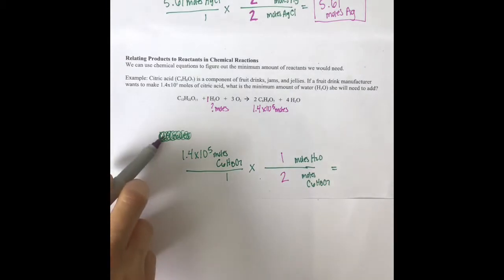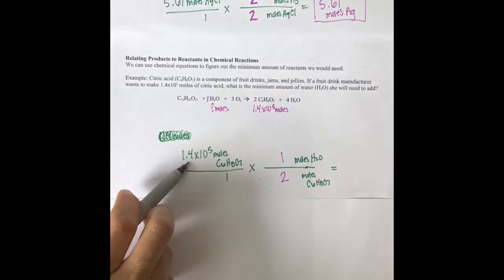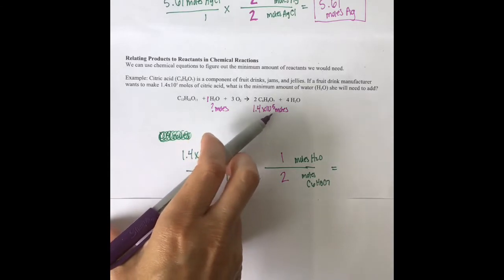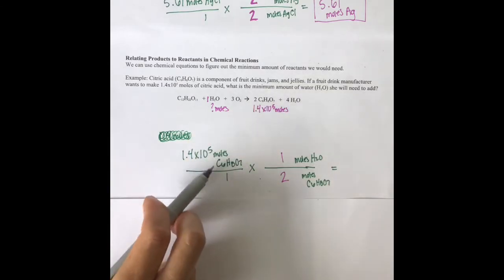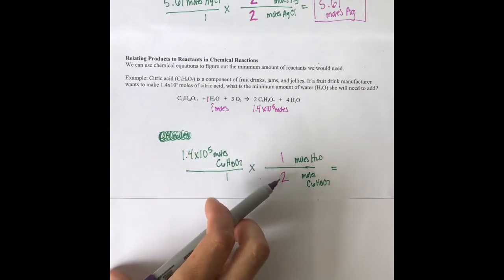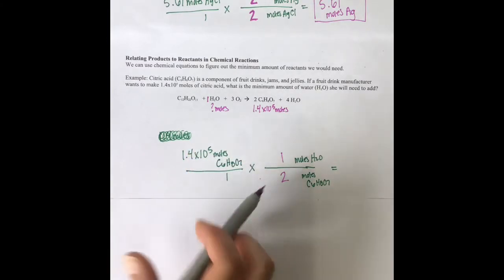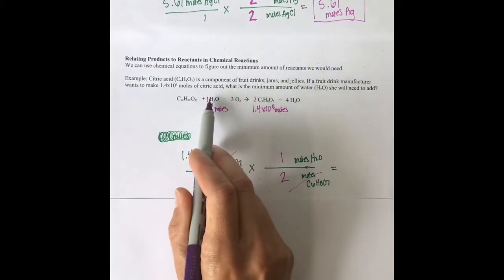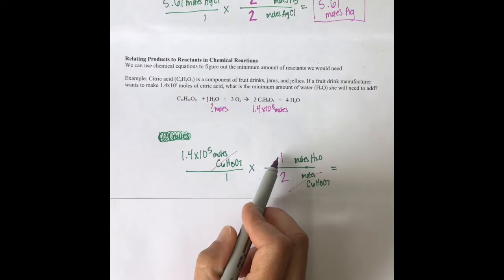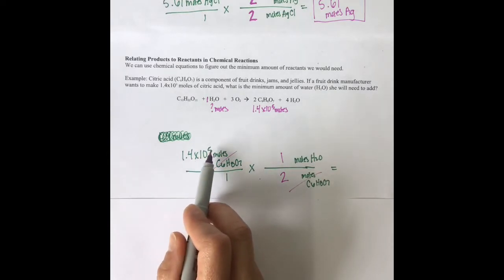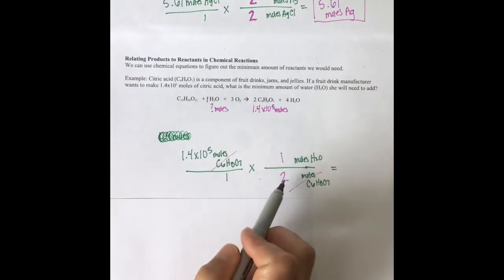I would start with my moles of citric acid that I know I need to end with. I put that over 1. That's how much I want to make. And I'm going to use 2 moles of citric acid to cancel the bottom. Gives me 1 mole of water on the top. So I would be putting 1.4 times 10 to the 5th in my calculator divided by 2.